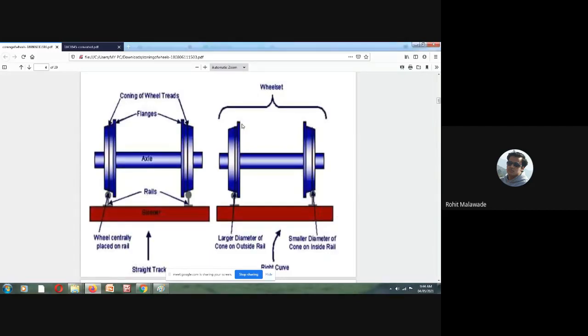So what happens in this particular wheel is that it tries to move outside. The diameter of the wheel tread is going to increase, while it is going to reduce at the other end. This prevents the further movement of the axle, right? It prevents the further movement, and the axle retreats back to its original position. This will have the smaller diameter, this will have the larger diameter, right? So this is going to prevent the derailment of your train.